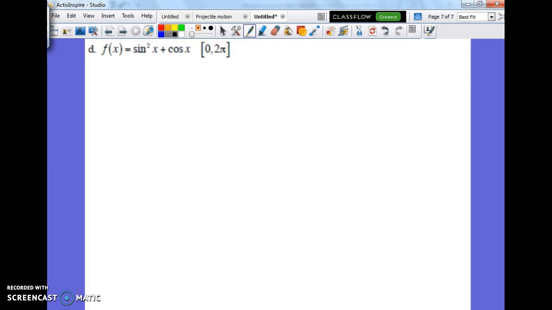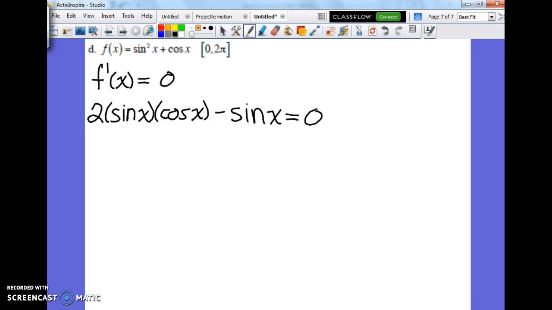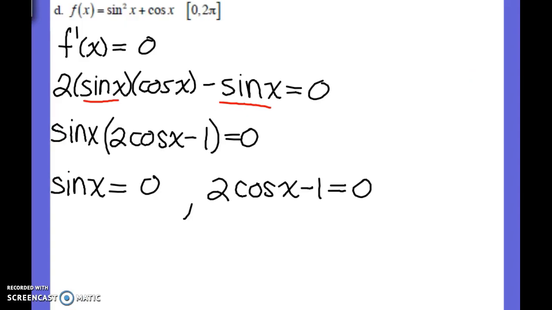Okay, here's our last problem. Go ahead and find the derivative, f prime of x equals 0. There's your derivative. Now, factoring always helps. And then we have a sine in common for each one. And after you factor it out, you have two possibilities. Sine of x equals 0, 2 cosine of x minus 1 equals 0.